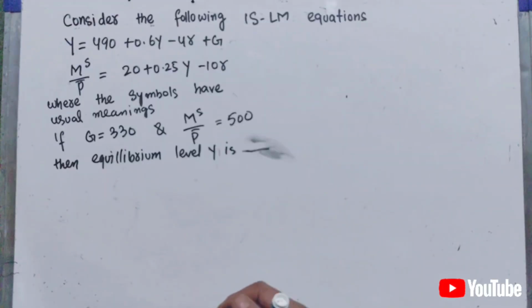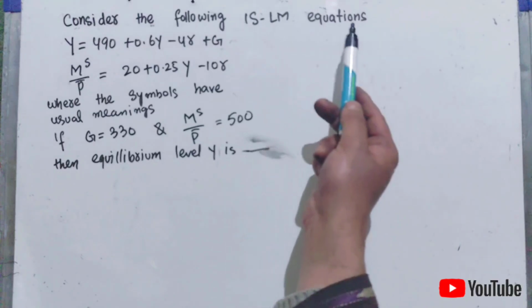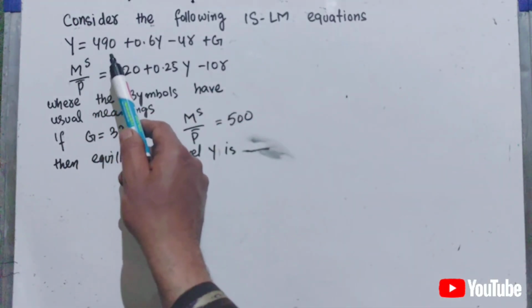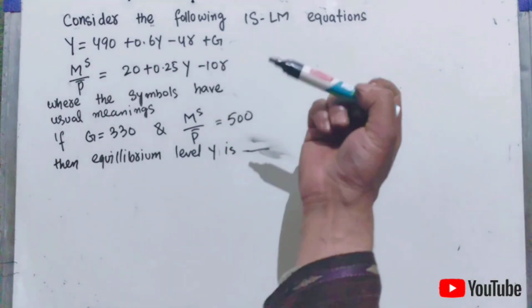This question is related to the IS-LM model. The question is, consider the following IS-LM equations. Y is equal to 490 plus 0.6Y minus 4r plus G. This is our IS equation.